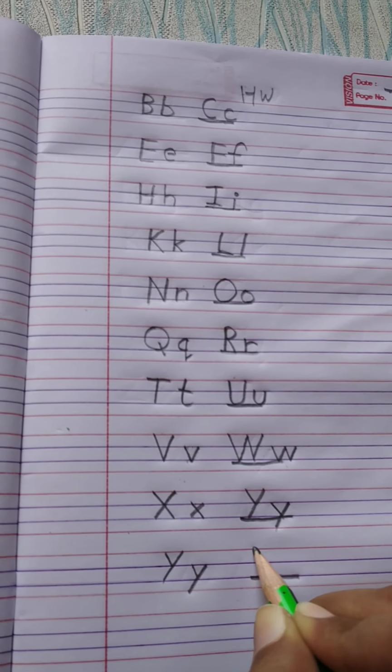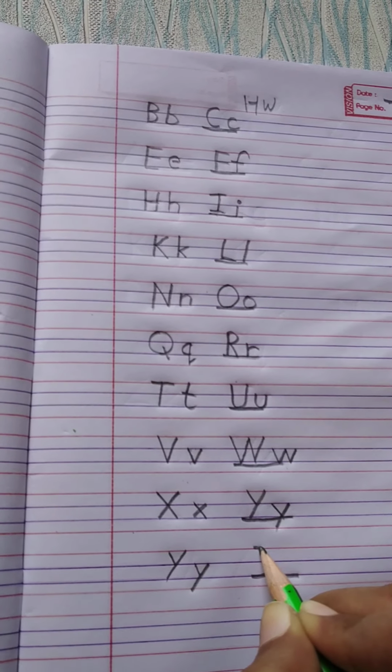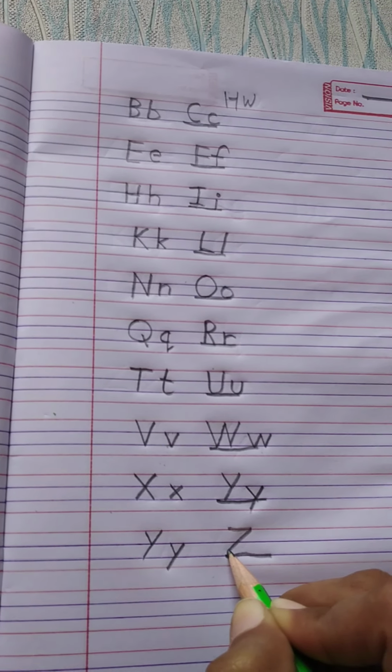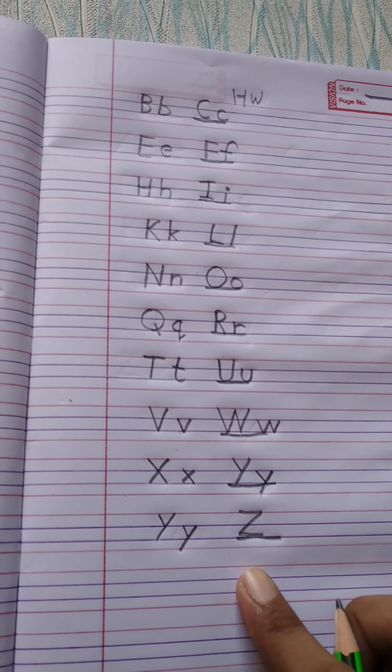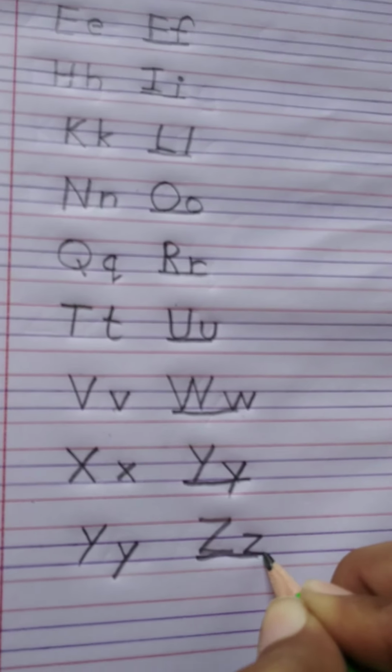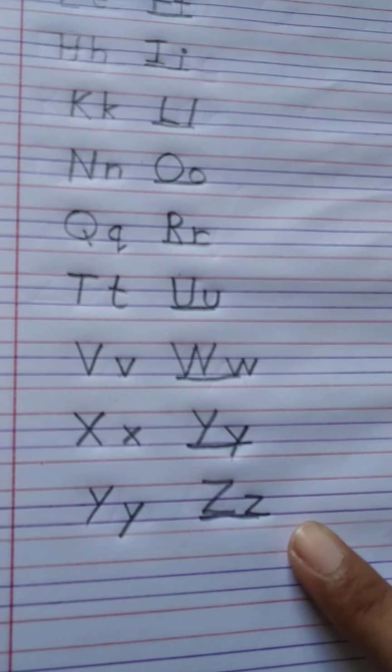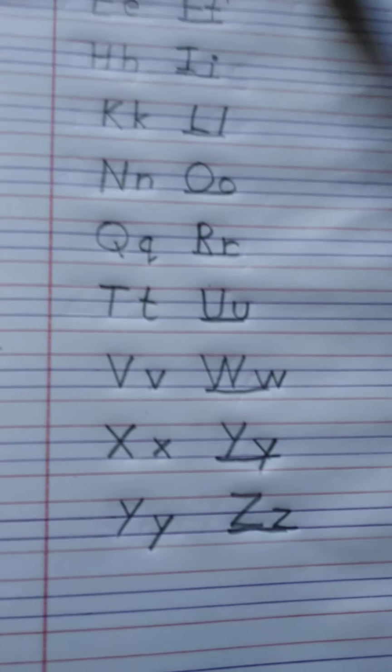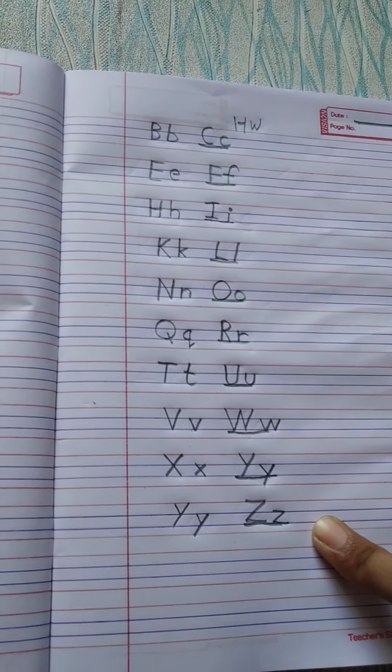Z, zebra. Right here Z. Sleeping line, slant line, sleeping line. This is capital Z. Now small z. Sleeping line, slant line, sleeping line. This is small z. Okay, children? This is your homework. Thank you.